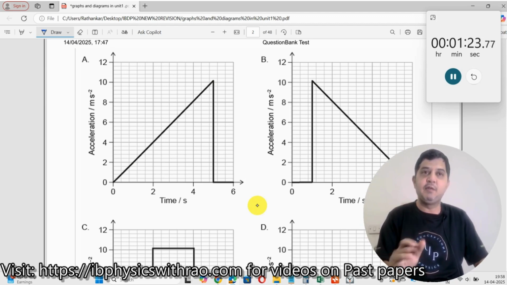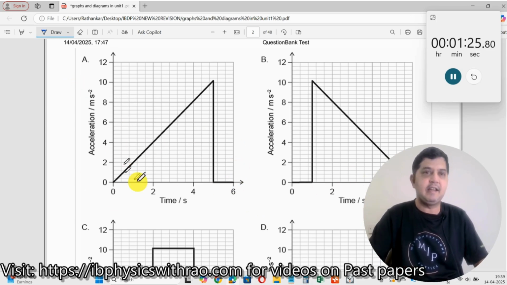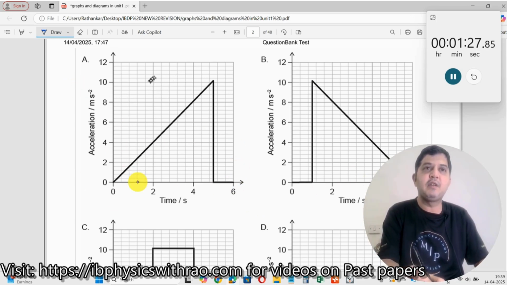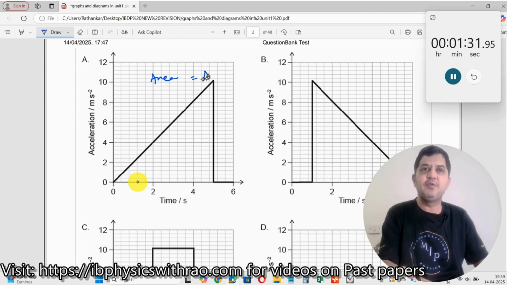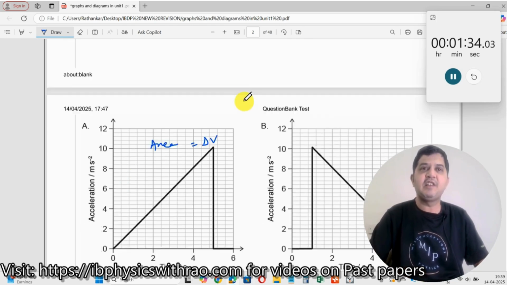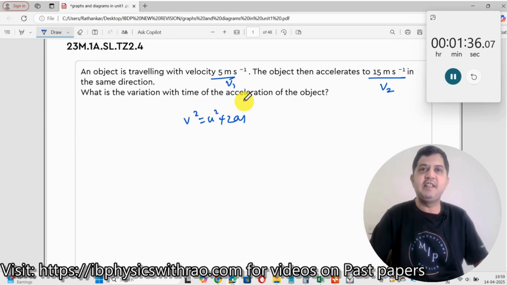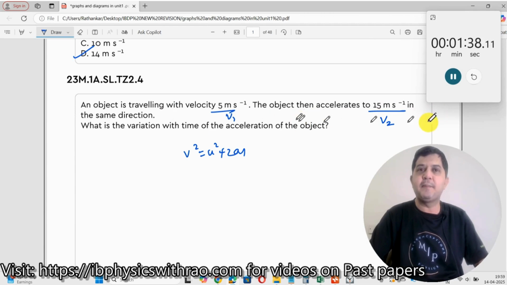When you have an a-t graph, then what do you get? You can only find the area. That's the only thing that you can do here. This area will give you change in velocity, right? Now what is being given here? It is already seen that v1 and v2 are given. That means delta v is given. What is the value of delta v? Delta v is 15 minus 5, which is 10 over here.